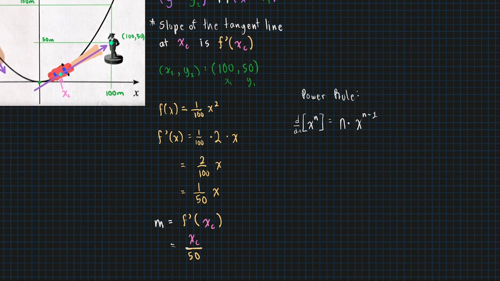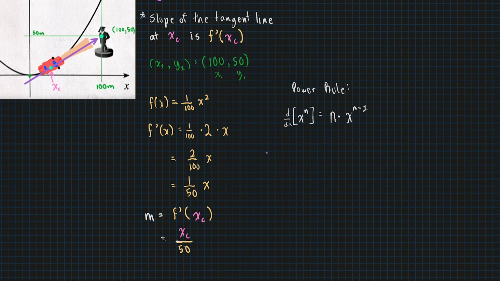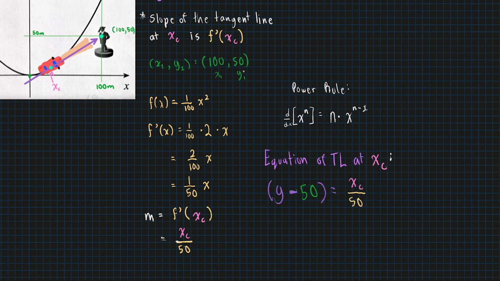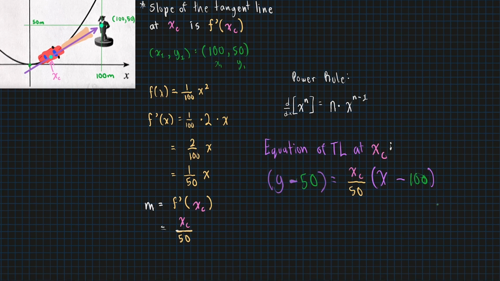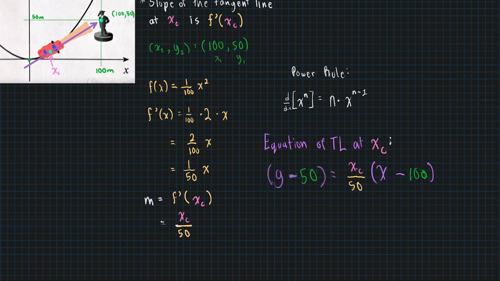So if I zoom out a bit, we know that the equation of our tangent line, TL, at x sub c is y minus, and our y coordinate here is 50, for the point that we're using, and that's equal to x sub c over 50 times x minus our x1. So what's our x1? That's 100, this point that we're using right here, and it's on our tangent line, right? Minus 100. All right, so how do we go about solving for this x sub c?